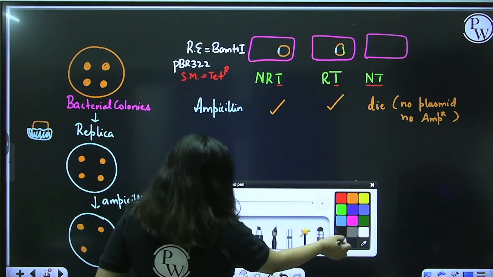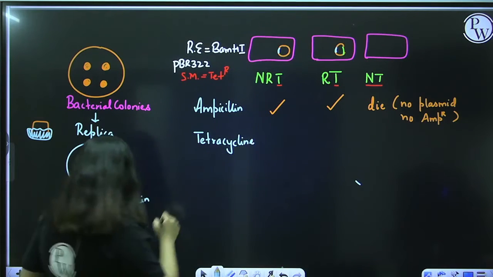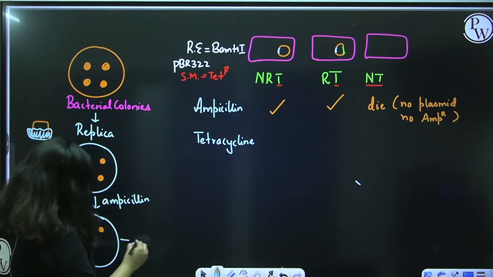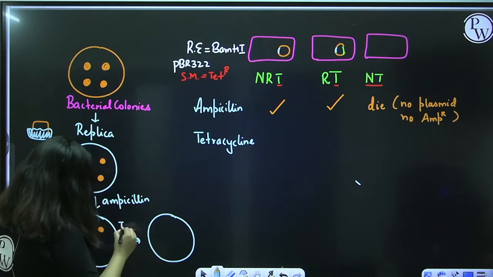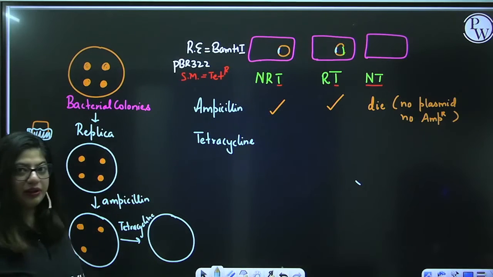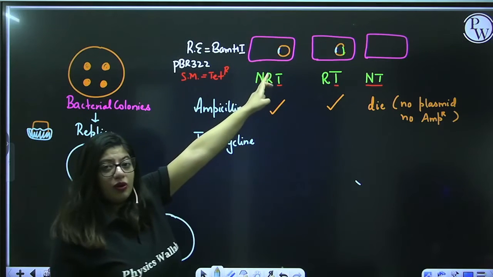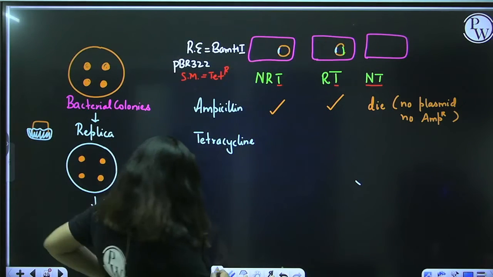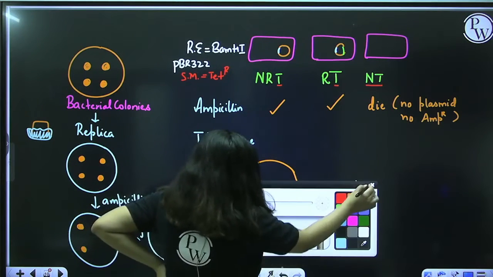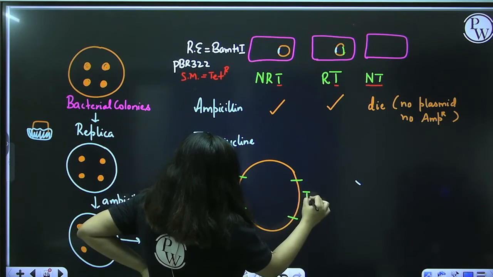Now we added another antibiotic, and that is tetracycline. Now it's time to find out which of these surviving colonies have your foreign DNA. Now what we did, we added tetracycline antibiotic. Okay, now listen to me very carefully. The non-recombinant ones do not have a foreign DNA, right? Imagine this is your plasmid, this is your ampicillin resistant gene, and this is your tetracycline resistant gene.